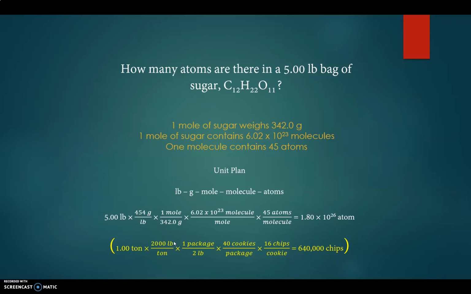For cookies, we wanted to figure out how many packages there were. For the sugar, how many moles there were. In the cookies, we needed to know how many individual cookies we had. For the sugar, how many individual molecules we had. And finally, in the cookies, we wanted to know how many chips were actually in each of those individual cookies and how many atoms were in each of those individual sugar molecules. So basically, it's the same problem, only the wording and the numbers are different, but try not to let that scare you.